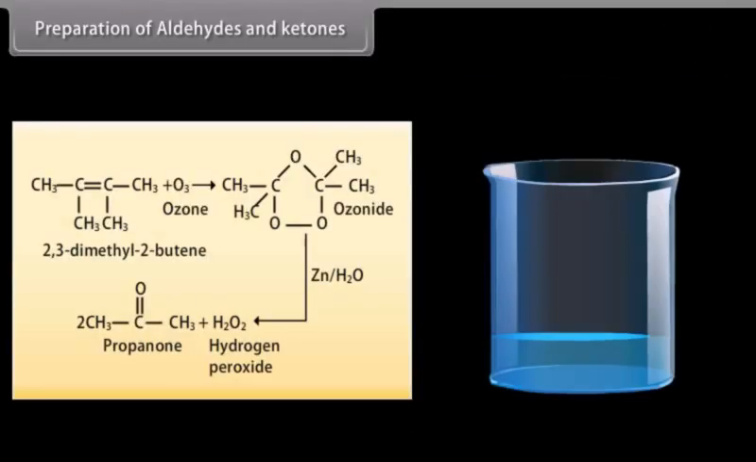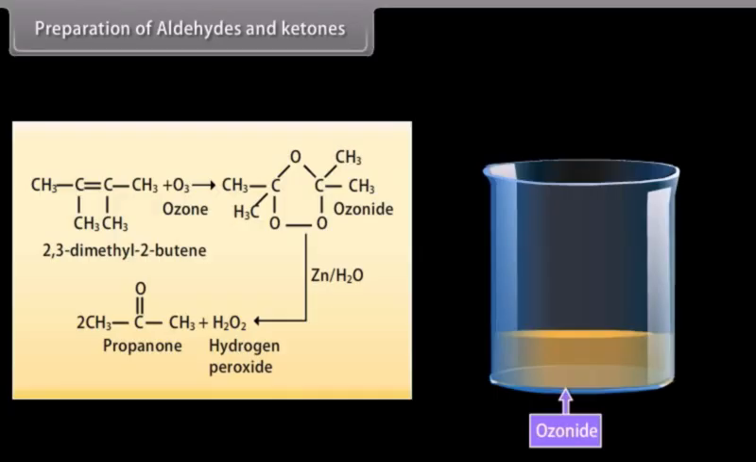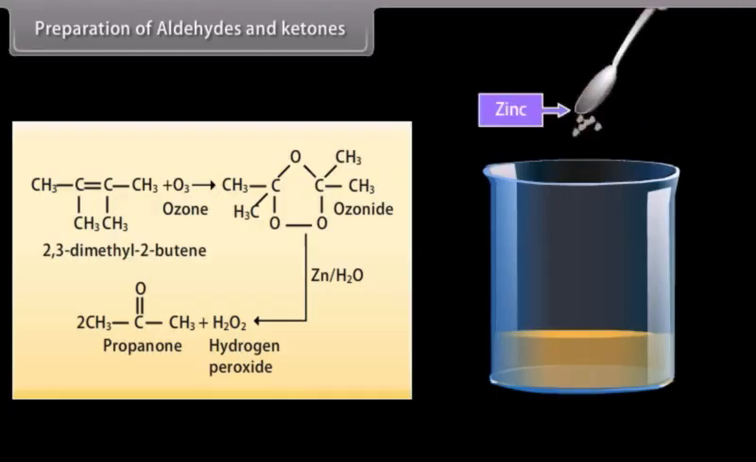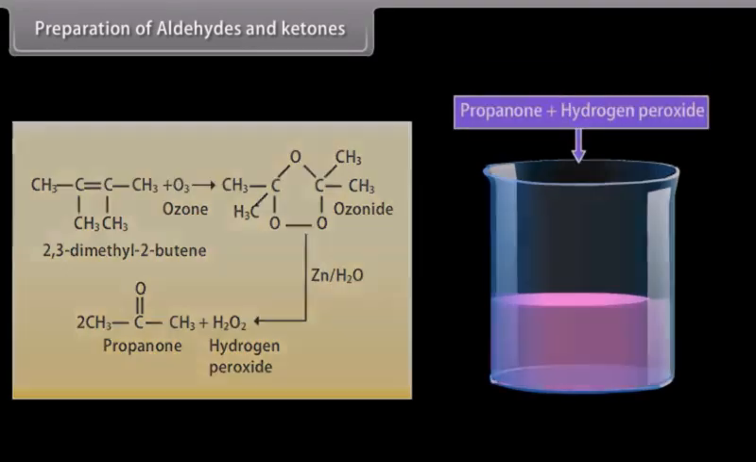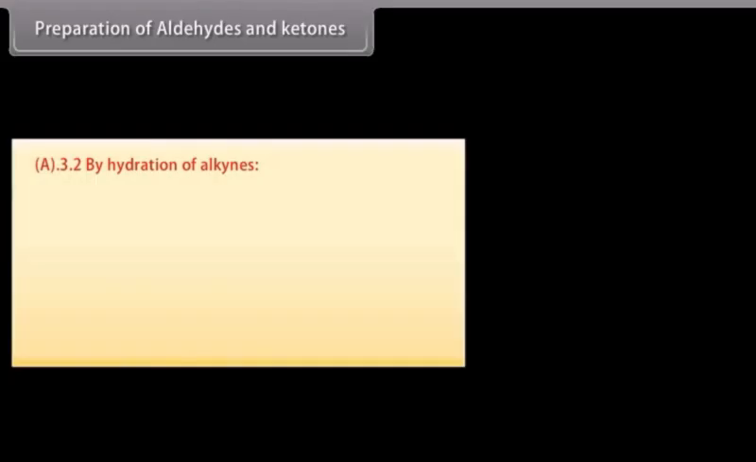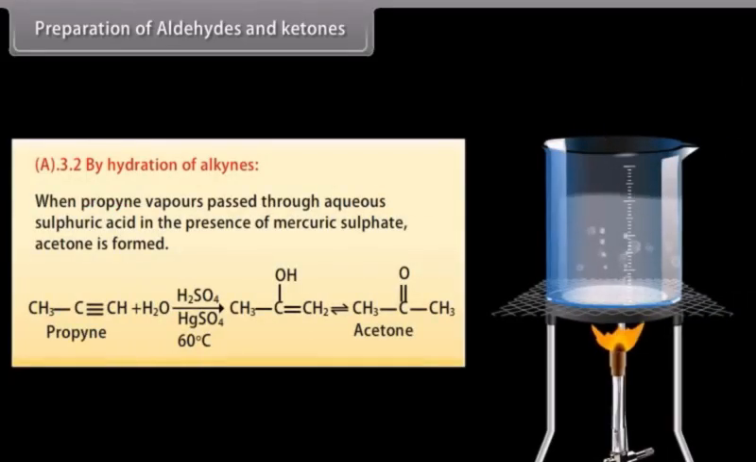Ozone gas reacts with 2,3-dimethyl-2-butene and forms an intermediate, that is ozonide, in which some zinc is mixed along with water and forms propanone and hydrogen peroxide. By hydration of alkynes: when acetylene vapors are passed through aqueous sulfuric acid in the presence of mercuric sulfate, acetaldehyde is formed.